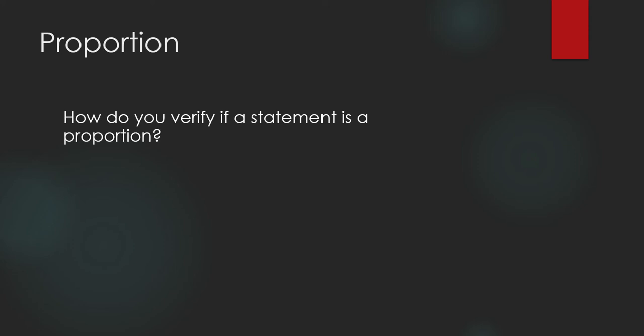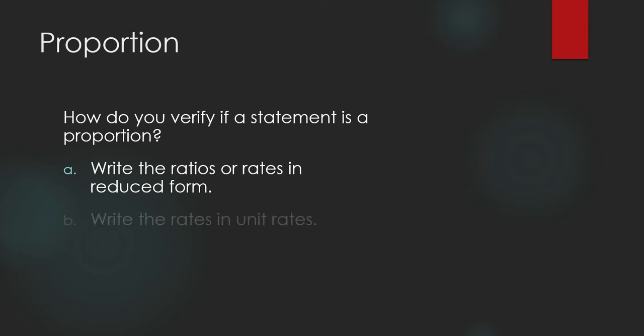How do you verify if a statement is a proportion? In order for a statement to be a proportion, it must be a true statement. You are comparing two rates that are indeed equal to each other. So how do we verify if a statement is indeed a proportion? This is what we do. We shall write the ratios or rates in reduced form. When they are indeed equal, they will have the same reduced forms.